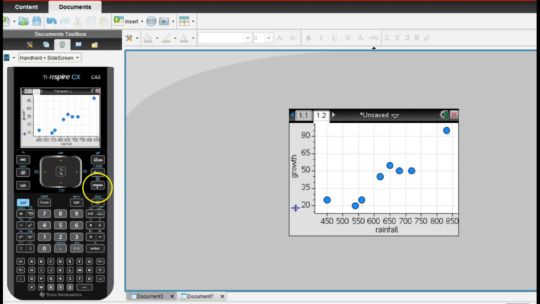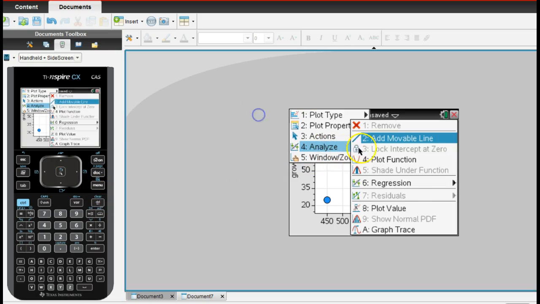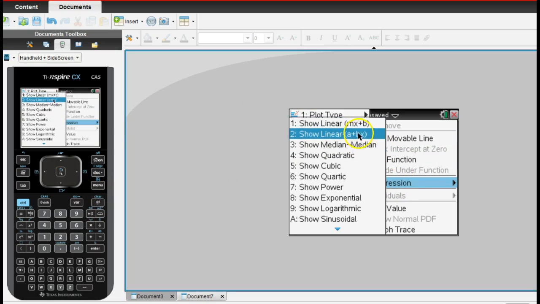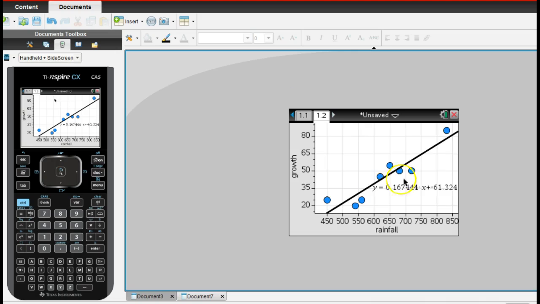And we can find, by going through menu and analyze, we can have a look at the regression line as a y. We can choose an mx plus b or an a plus bx. Let's go with the mx plus b. There's the regression line, and there's the equation of it. So y represents my growth, that's my y-axis. The x represents these values here for rainfall.